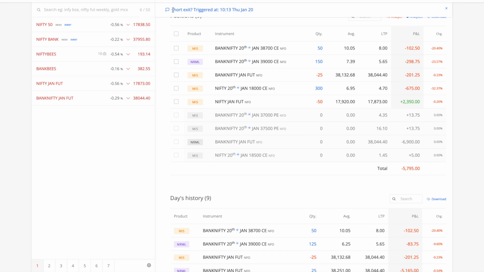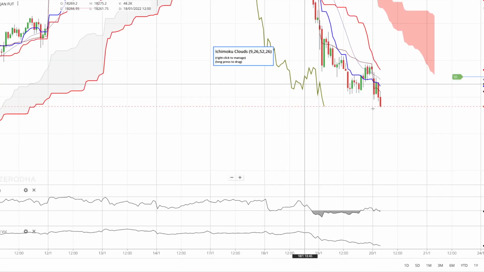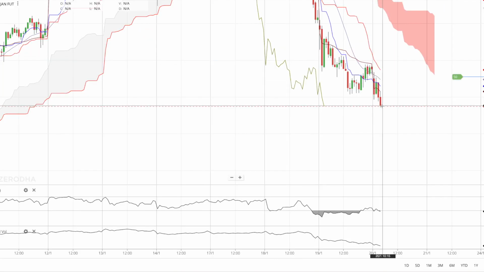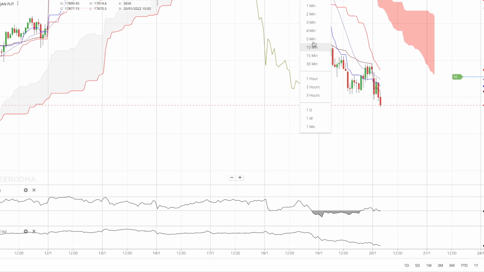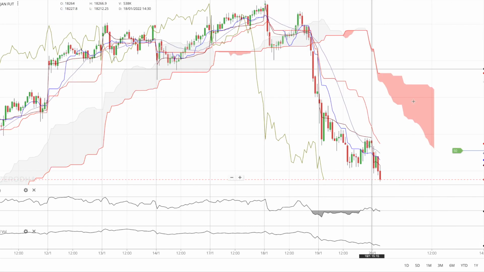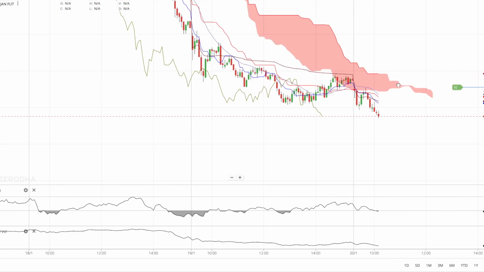Got an alert, short exit. Okay, this is for Nifty. Nifty short exit is triggered. I actually broke this, right? That's why I set an alert here. But considering the trend, okay, this is 15 minutes. Let's go back to 5 minutes. Yeah, considering the trend, I think I can hold on for a bit longer. Yeah, okay. Let's see.